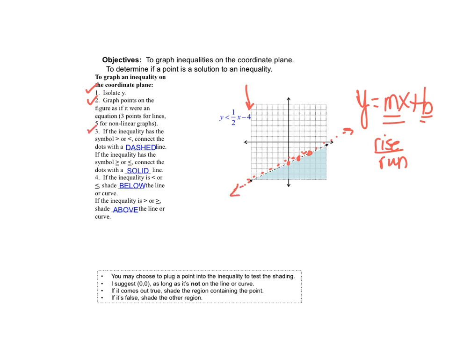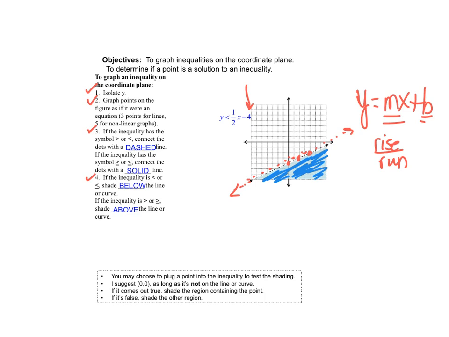If it is less than or equal to or greater than or equal to, we're going to use a solid line. That's very important. Your line is important. It tells whether it's a part of the solution or if it's not a part of the solution. Now let's check out number 4. If the inequality is less than or equal to, we're going to shade below the line. So take a look here. We shade below the line. So everything below the line is definitely a solution to this inequality because it says less than.